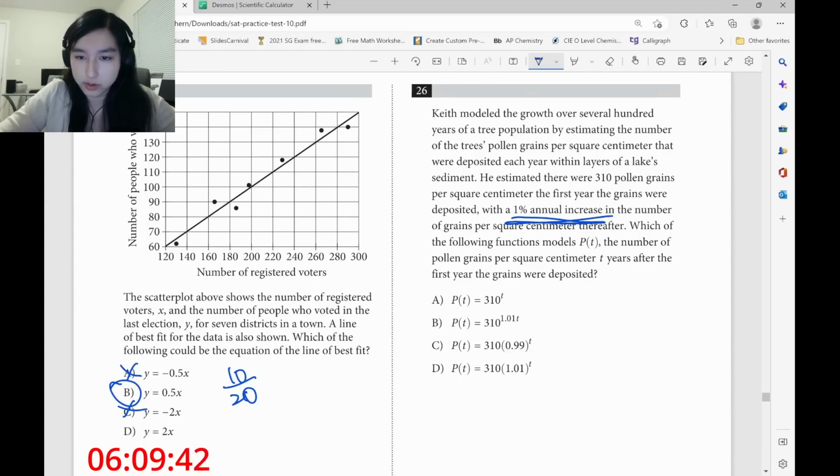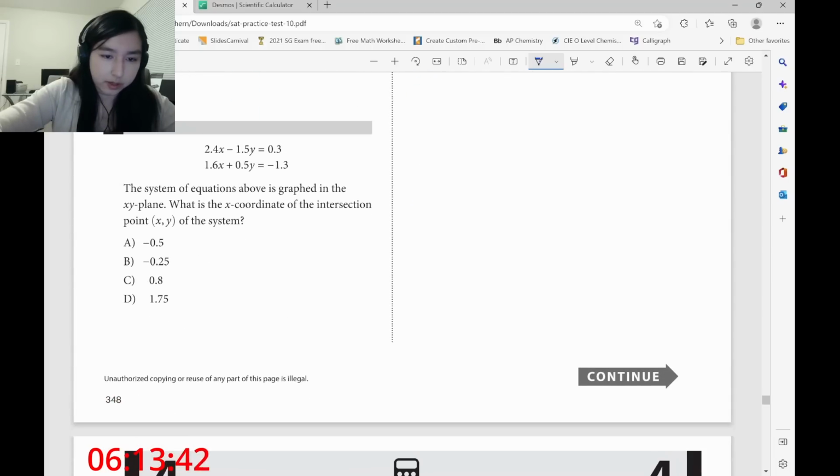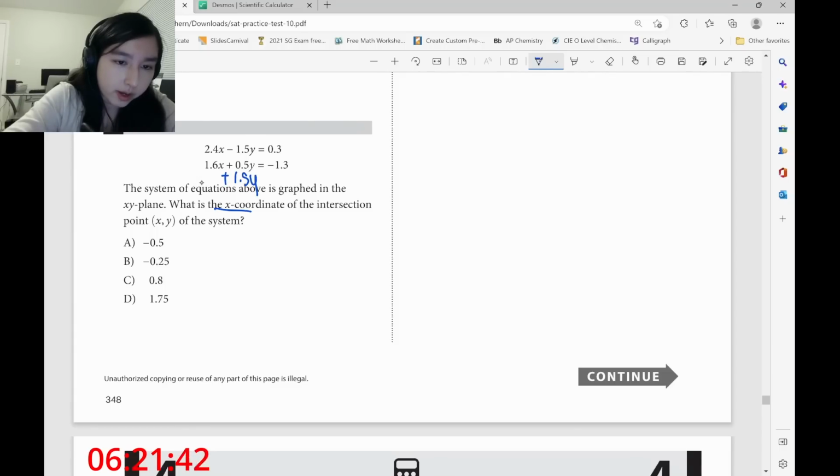1% annual increase. Exponential, the only one that looks exponential is going to be D. Solve for x, eliminate y, 1.5y, plus we need to multiply by 3. 4.8x equals negative 3.9, strike that out, combine 2.4, 6.8, 7.2x equals negative 3.6, x must equal negative 1/2.